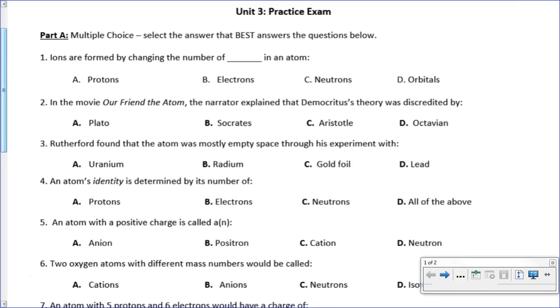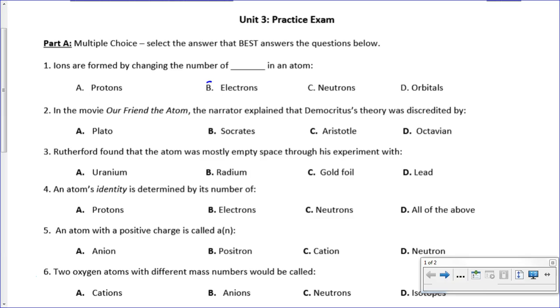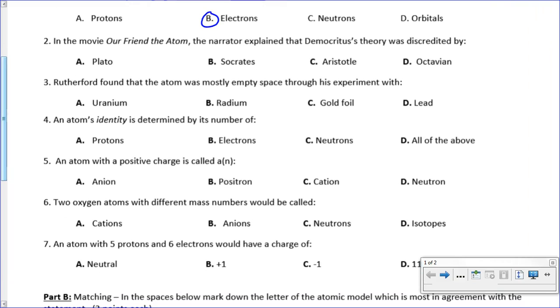So this first one, just a little vocabulary. It says ions are formed by changing the number of, in this case, we changed the number of electrons. So it's the number of electrons because protons are in the nucleus, electrons are on the outside. If you are switching to different ions, you have different numbers of electrons. In the movie Our Friend the Atom, the narrator explained that Democritus' theory was discredited by Aristotle. So Aristotle refuted the idea of the atom and got rid of it for a very long time. Rutherford found that the atom was mostly empty space through his experiment with gold foil.